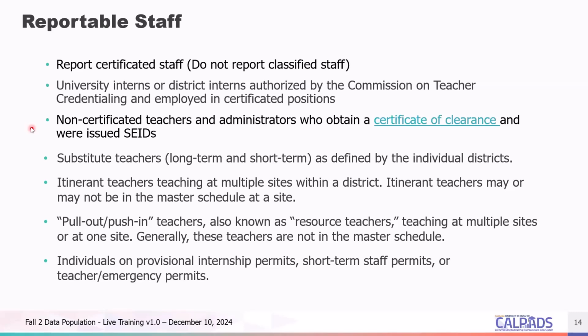You should report non-certificated administrators in school districts or county offices of education working at the level of assistant, deputy, associate superintendent, or higher who have SEIDs. You should report non-certificated administrators in charter schools who have SEIDs.